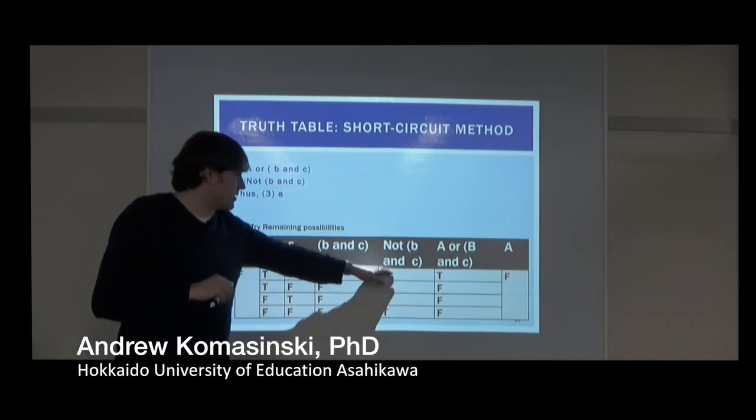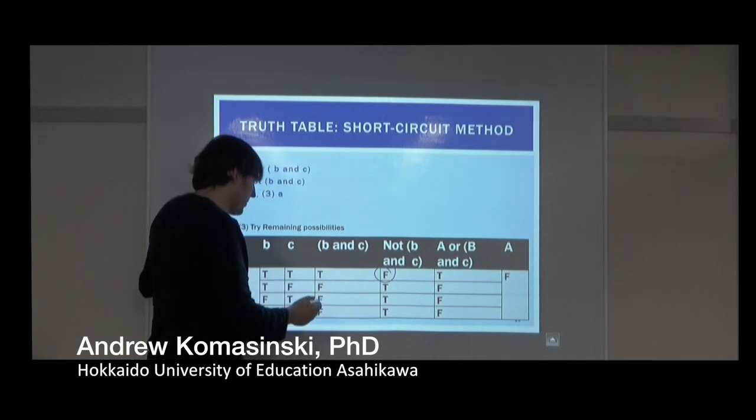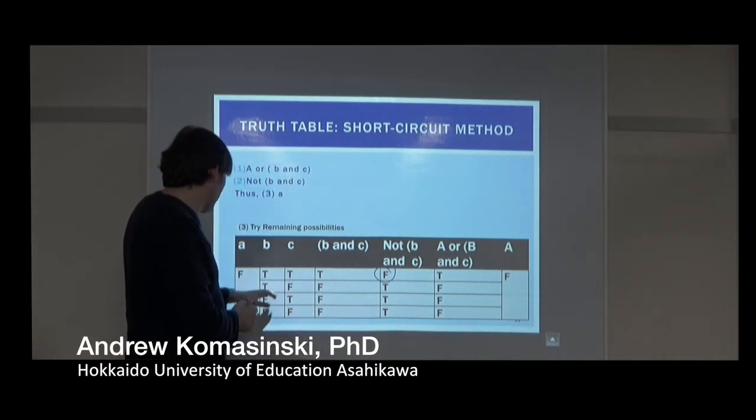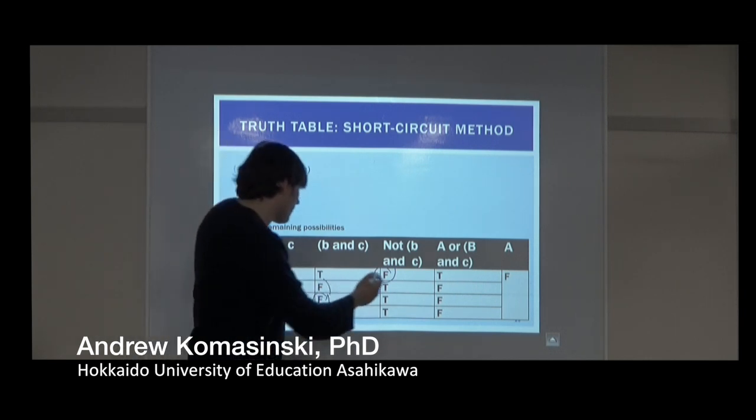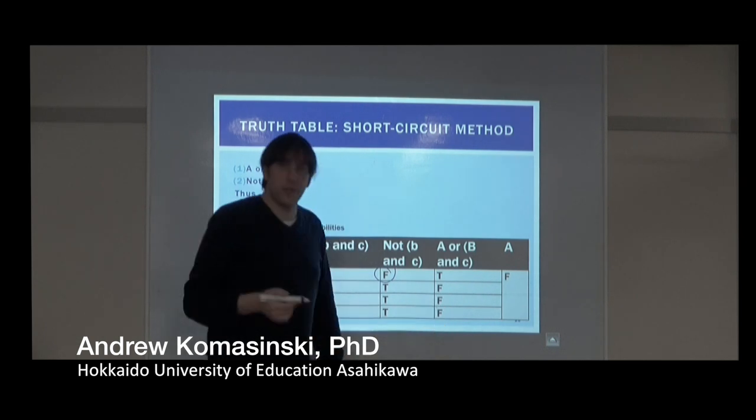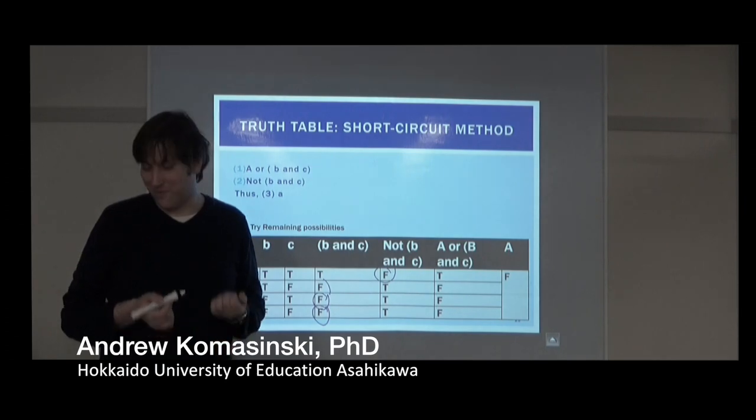Alright, but then not B and C is false. So what we've done to ourselves here is this is not a true premise. Alright, if C is false, not a true premise, not a true premise, not a true premise. So what we've done is we have shown that there is no way to give this argument all true premises and a false conclusion.